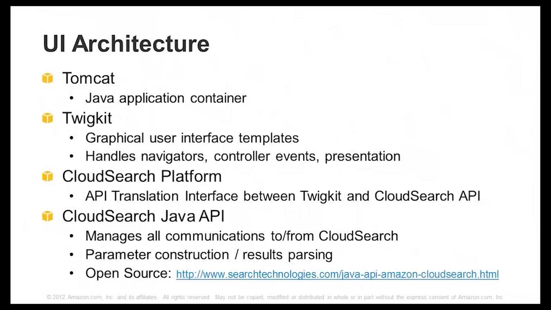And so just to emphasize the UI architecture, we have Tomcat for the Java application container, TwigKit, which handles all the graphical user interface controls, the CloudSearch platform translates between TwigKit and the CloudSearch Java API, and then finally the CloudSearch Java API, and there's a link for it if you'd like to download that, and source code is provided, so you can do whatever you'd like with that.